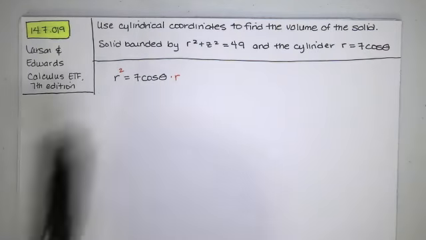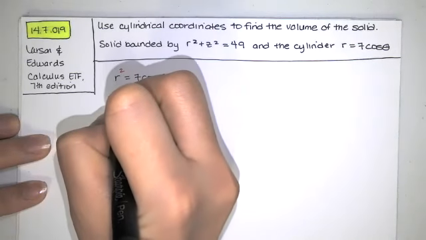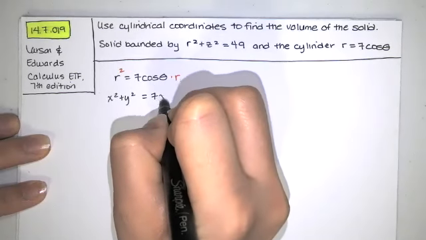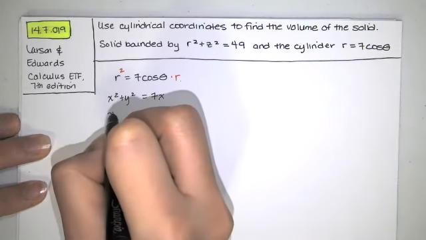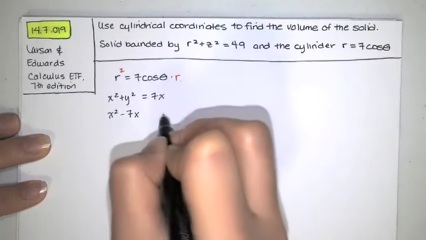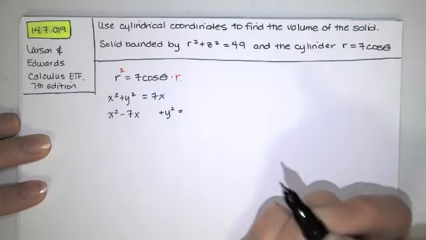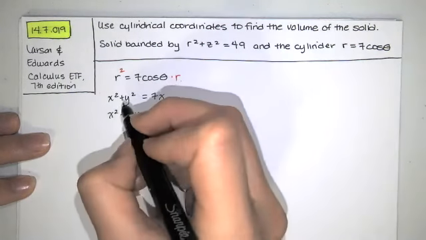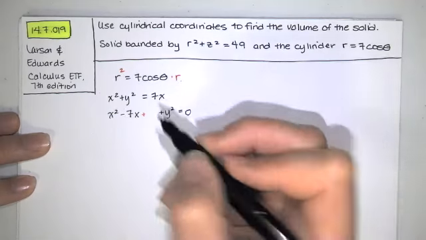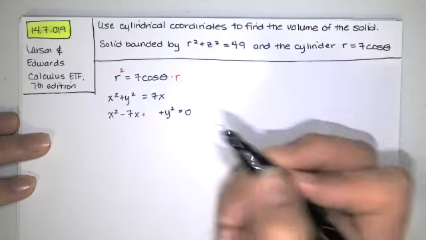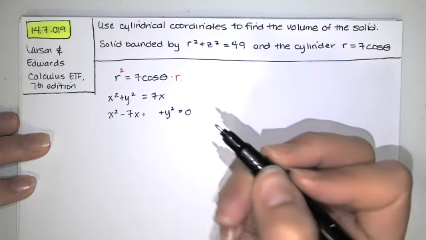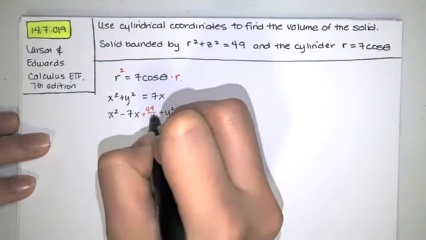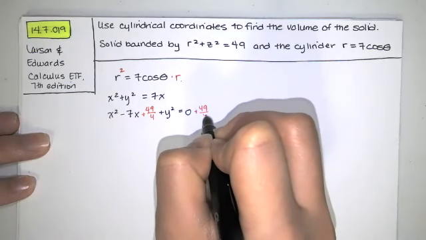So after multiplying both sides by r, we know that r squared is x squared plus y squared, and r cosine of theta is actually equal to x. So we have that. Now if we subtract 7x from both sides, this is what we get. And then we would typically complete the square here. So we would add half of negative 7, which is negative 7 divided by 2, squared to both sides. So it's going to give us a 49 over 4 that gets added to both sides.